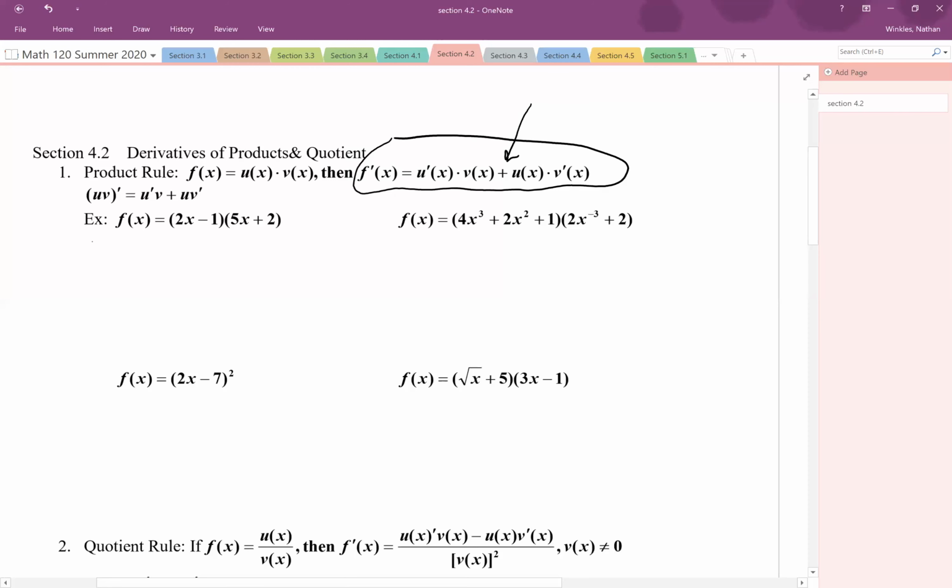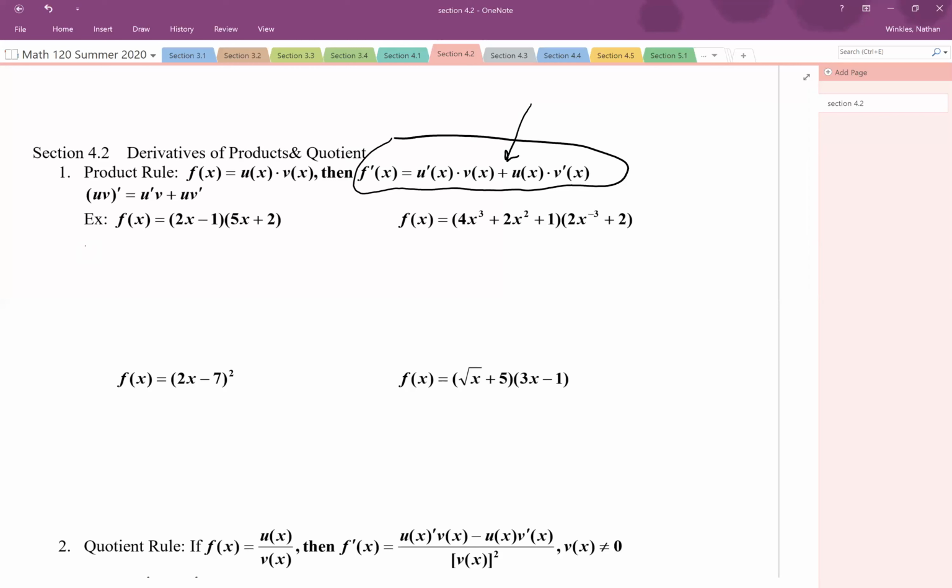So for this first one, f of x equals 2x minus 1 times 5x plus 2. Yes, we could multiply these out and get to an answer and then take its derivative and simplify. We will start seeing in a few sections, whenever we talk about the chain rule, why we may not want to do that or may not be able to do that.